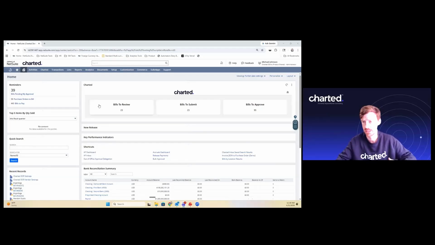On my home dashboard here, I do have our portlet, which is a nice way for AP professionals, right when they log into NetSuite, to be able to act and see what they need to do. So you can see I have some bills sitting in my inbox that I need to review, as well as some information about bills that are sitting out in different statuses of approval. I'm going to jump into our inbox.